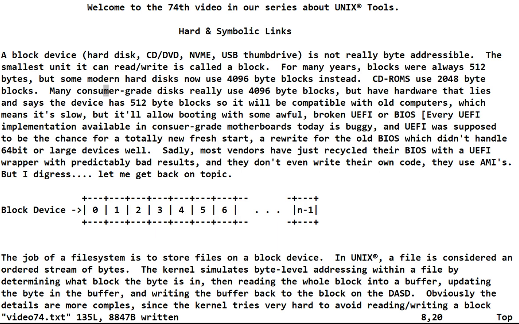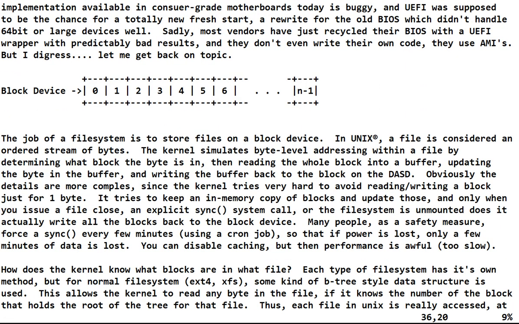Think of your block device like this ugly ASCII art diagram. It has blocks starting at number 0, and for n blocks, it ends on block n-1. Every block is the same size, and so you can think of this like an array on the disk. But instead of having a byte in each element, you have a whole block, which will be 512 bytes, 2048 bytes, or maybe 4K bytes.